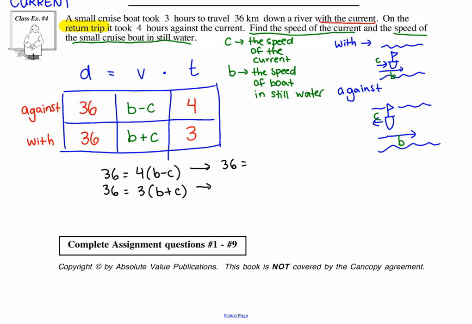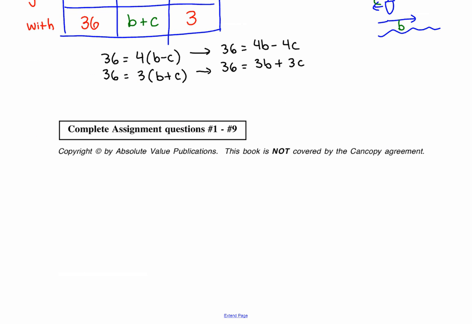36 equals 4B minus 4C. And 36 equals 3B plus 3C. Okay, we're almost done. This is the very last question. What do you want to do? Substitution, elimination, or graphical? We did it. How about you solve it?